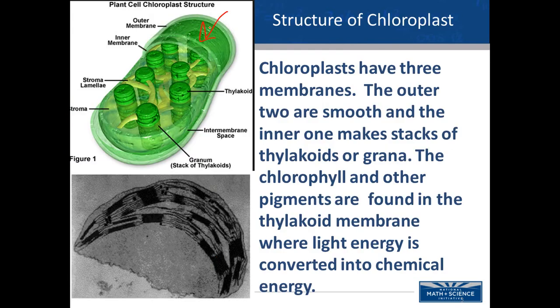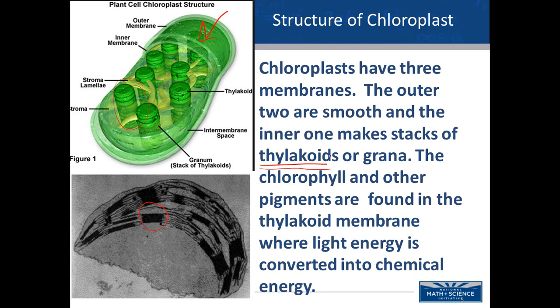Chloroplasts have two membranes, an outer membrane that is nice and smooth. The third membrane is involved in forming structures called thylakoids. A stack of thylakoids is called a granum, or plural, grana. So what you're looking at right here and also right here is a granum. It looks like a stack of dimes. Each one of those dimes then is a thylakoid. Inside the thylakoid is where you're going to find chlorophyll and other pigments involved in the process of photosynthesis, where light energy is converted into chemical energy.